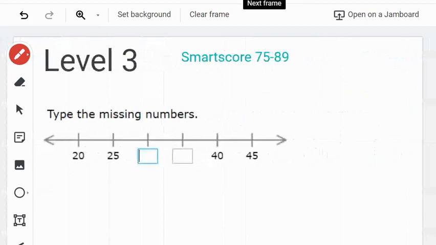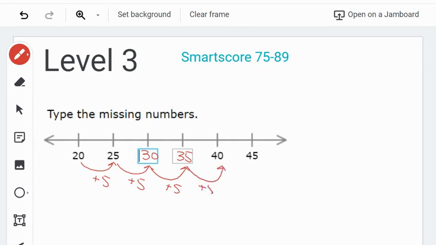Okay, here it looks like we're going by 5s because I see these are 5 away from each other. We're increasing by 5 as we go to the right. If we keep that pattern, let's see if we can get to the 40 and 45. So add 5 would be 30. Add another 5 would be 35. And if you add 5 to 35, you do get to 40. And adding 5 to 40 does get us to 45. So it checks out.